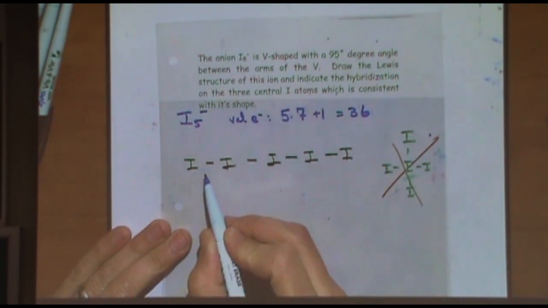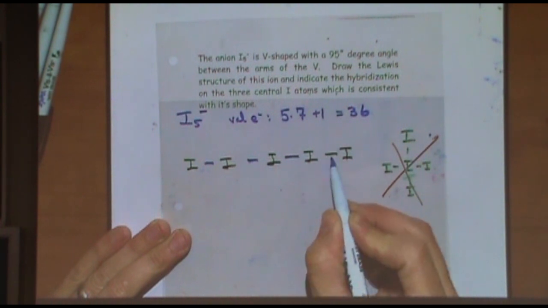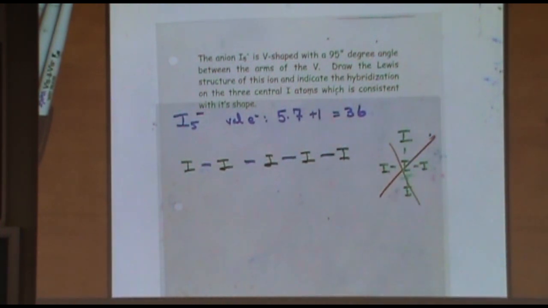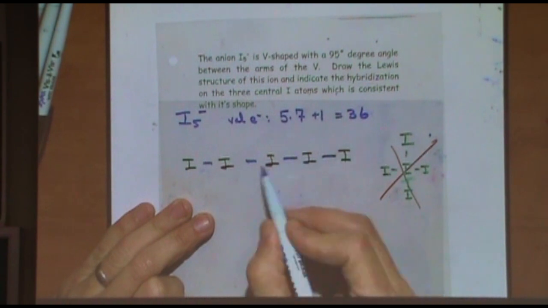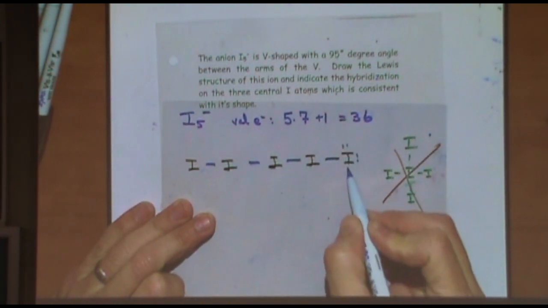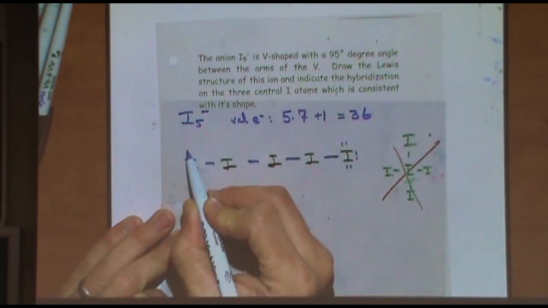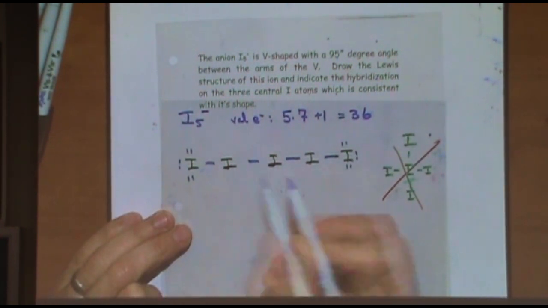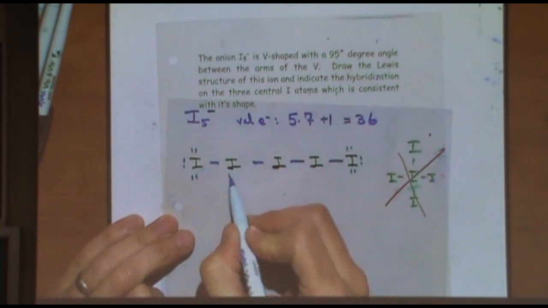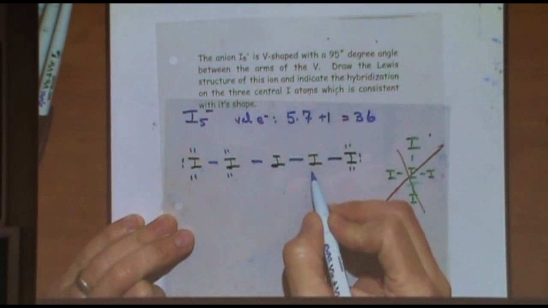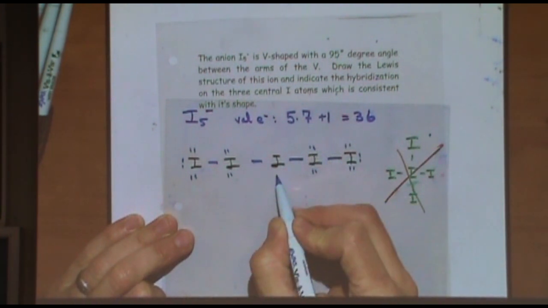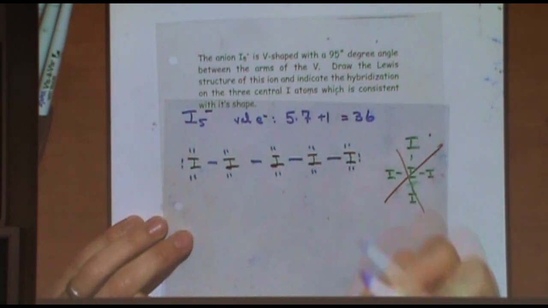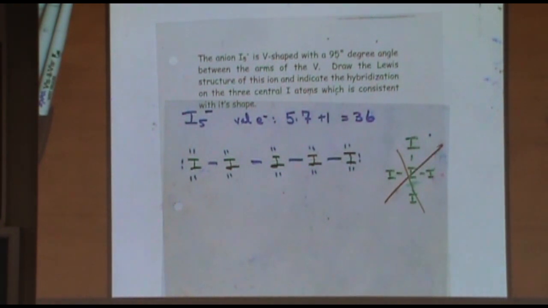So out of 36 electrons, I've used 2, 4, 6, 8 of 36. Then my electrons go to the outermost atoms. 8, 10, 12, 14. There's an octet. Then 16, 18, 20. There's an octet. Now I'm going to make my way to the inside. 22, 24, 26, 28, 30, 32. So I have 32 of 36, but everything has an octet. Where would you like to put those final 4 electrons?